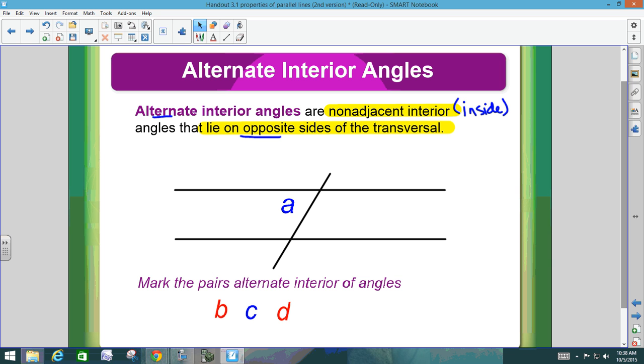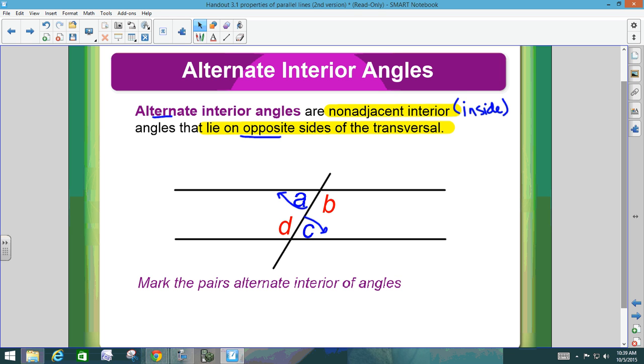Interior, inside. So if I put A inside of the 2 lines there, then its alternate interior buddy C has to be on the opposite side of the transversal. So since A is on the left, C has to be on the right. Here's a pair of alternate interior angles. Opposite sides of the transversal, inside of the 2 lines. B and D. There's your other alternate interior angles.